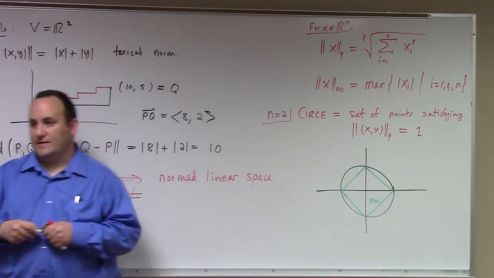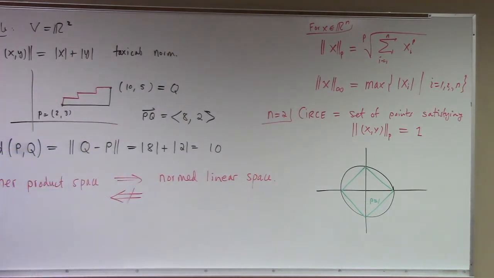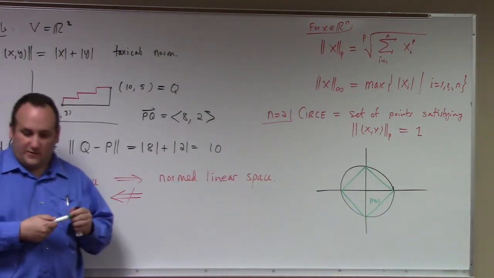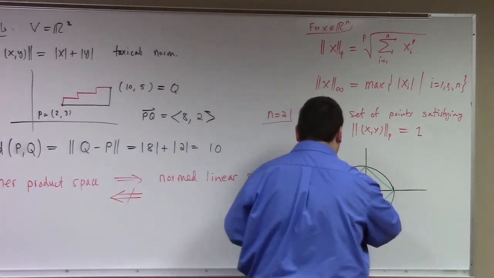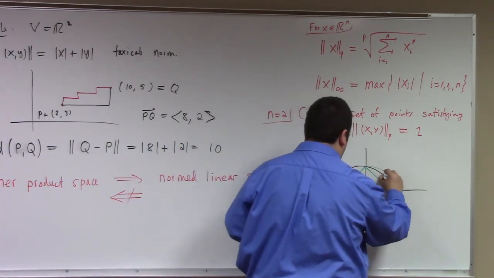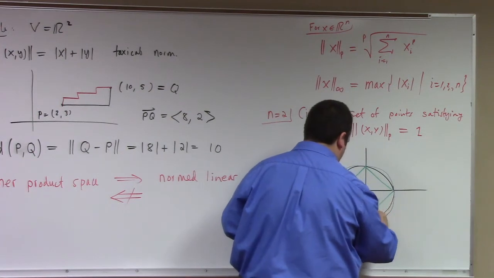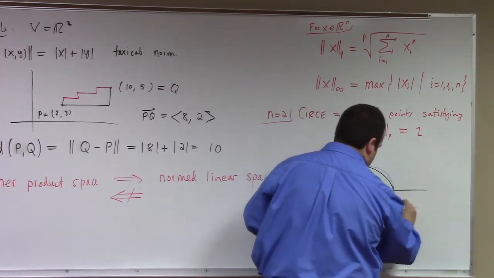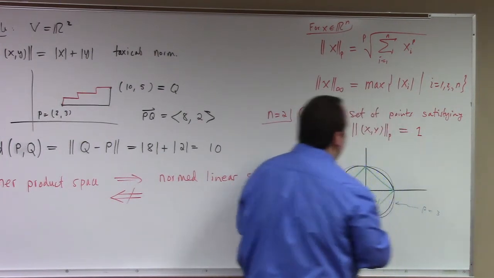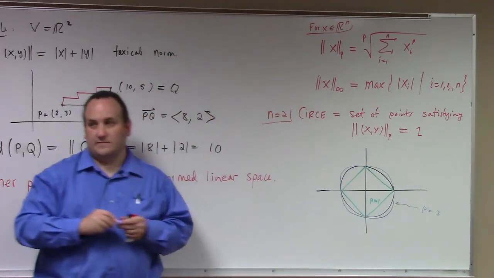If you look at the 3-norm, the cube root of the sum of x cubed plus y cubed, if you look at the locus of points that solves that equation, you get something that looks like a bulged-out circle. So it looks kind of like this. This is p equals 3. And then finally, p equals infinity. What's that?